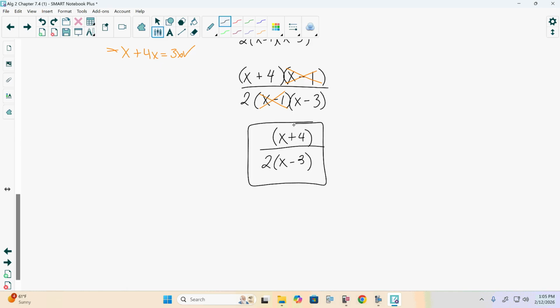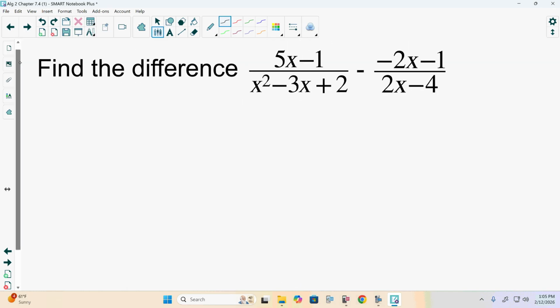Questions on this here? Would we agree that the big hurdle is just getting the denominators to be the same? For the most part, this is just a lot of algebraic distribution and combining like terms. We were ready for the next one.